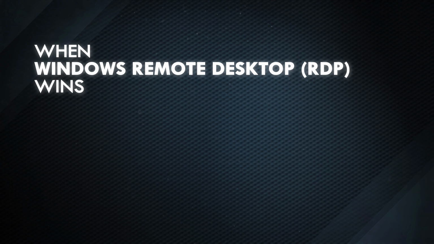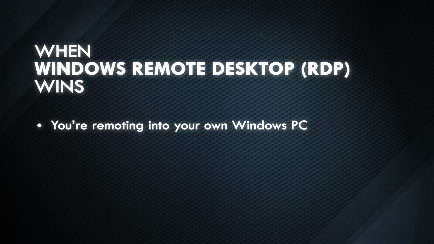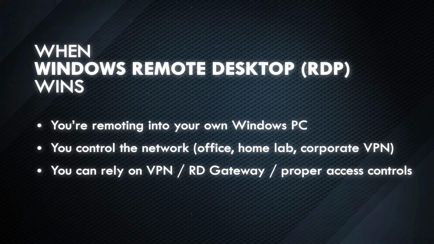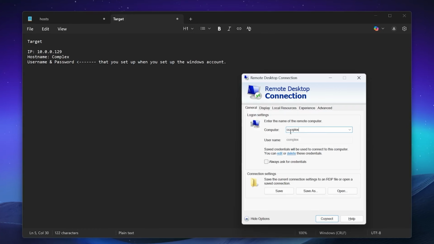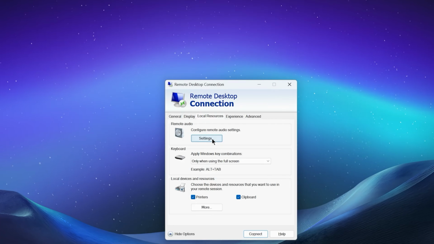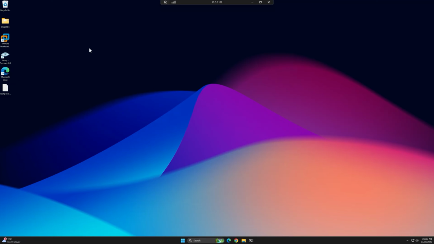If your setup looks like this, you're remoting onto your own Windows PC. You control the network, Office, Home Lab, Corporate VPN, and you can rely on VPN/RD Gateway/proper access controls. Then, RDP is a beast. It's efficient, and for Windows to Windows, it is super responsive. Not just because Microsoft made it, it's because of how it talks to your hardware. While most apps capture your screen like a video and stream the pixels back to you, RDP is native. It sends actual drawing instructions, which makes the input feel tight.